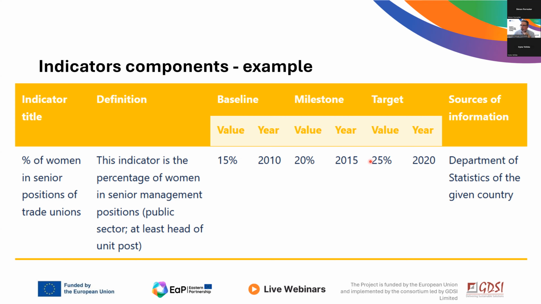And your target is going to be, in 10 years, to increase 10%. So in 2020, you want to have at least 25%, and in the middle, it's expected that you will be at 20%. And the sources of information are going to be the Department of Statistics or similar official sources of information for your reports.